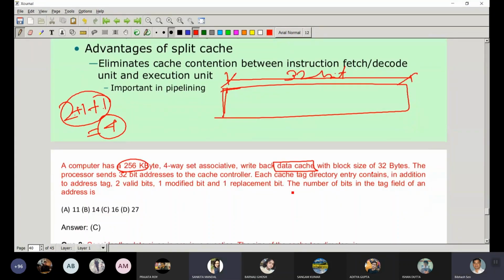The answer is coming to be 16. Okay, answer is 16. Very good. Who has answered? I have not seen. Sankita, okay, very good. So the answer is coming 16. Can you explain, Sankita, how did you get it?